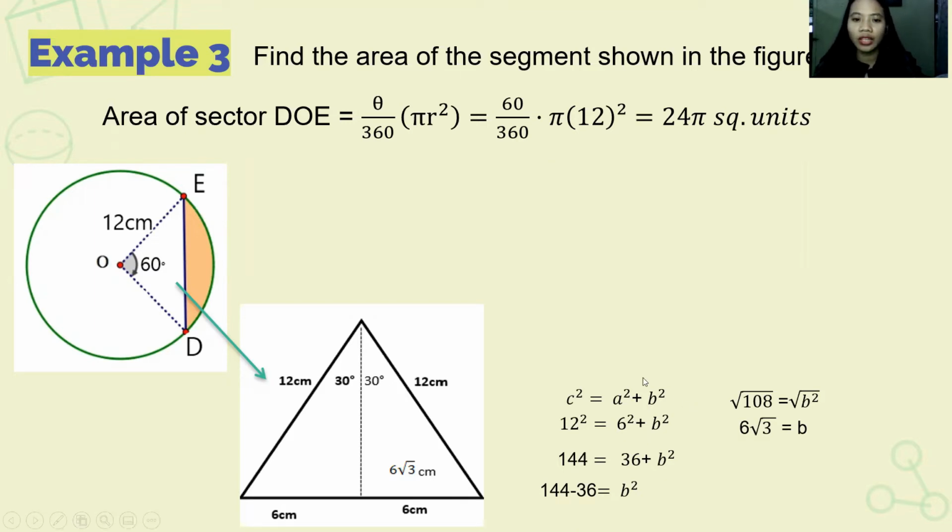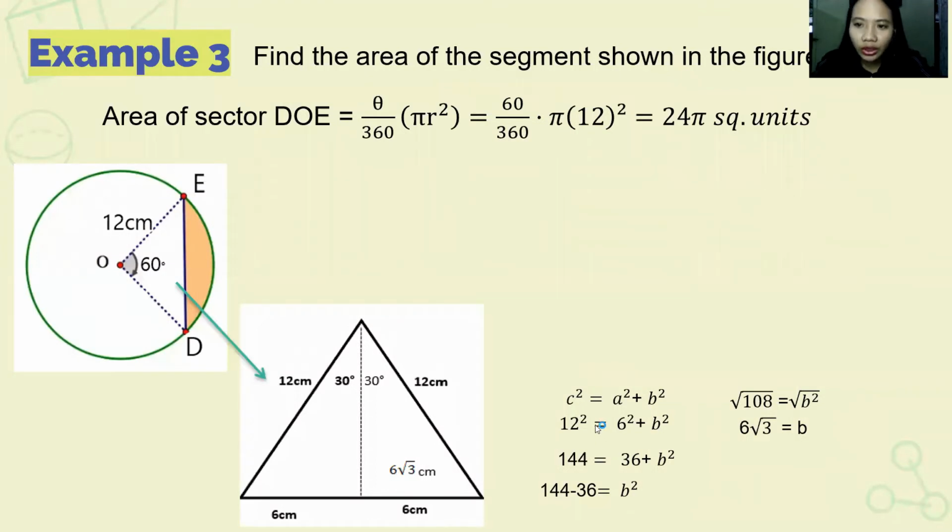Now let us proceed to find the area of our triangle. Before finding the area of our triangle, let us first use the Pythagorean theorem, which is c squared equals a squared plus b squared. Here, the hypotenuse is given, which is 12, and our base is 6. So let us find now b squared.